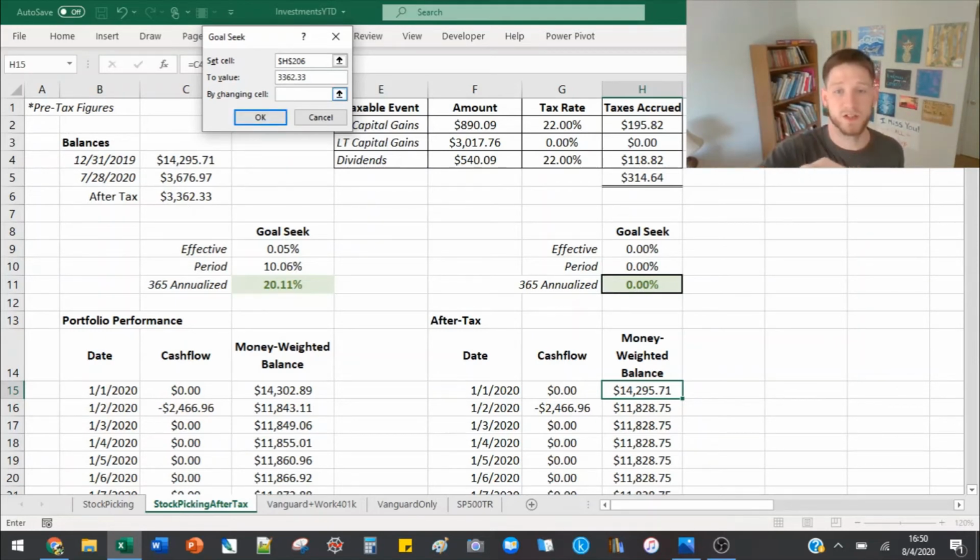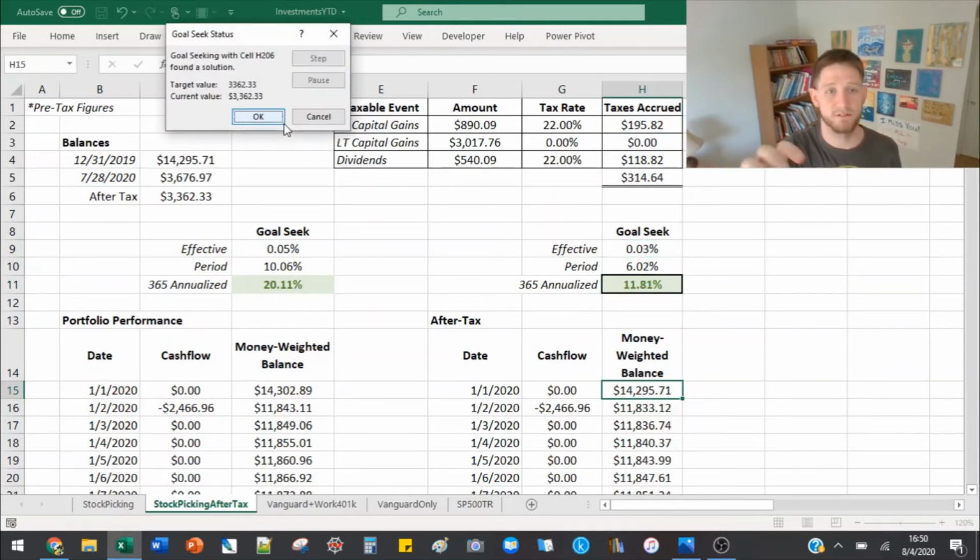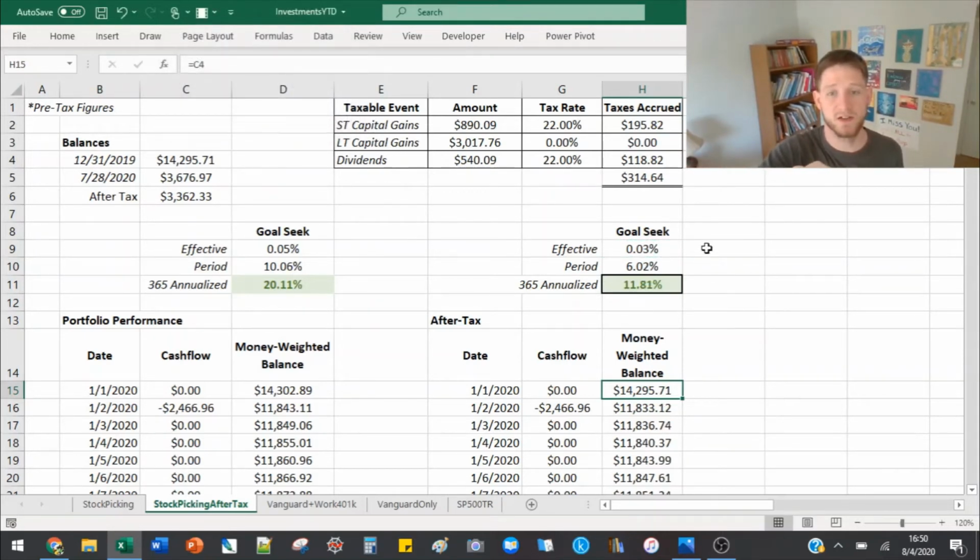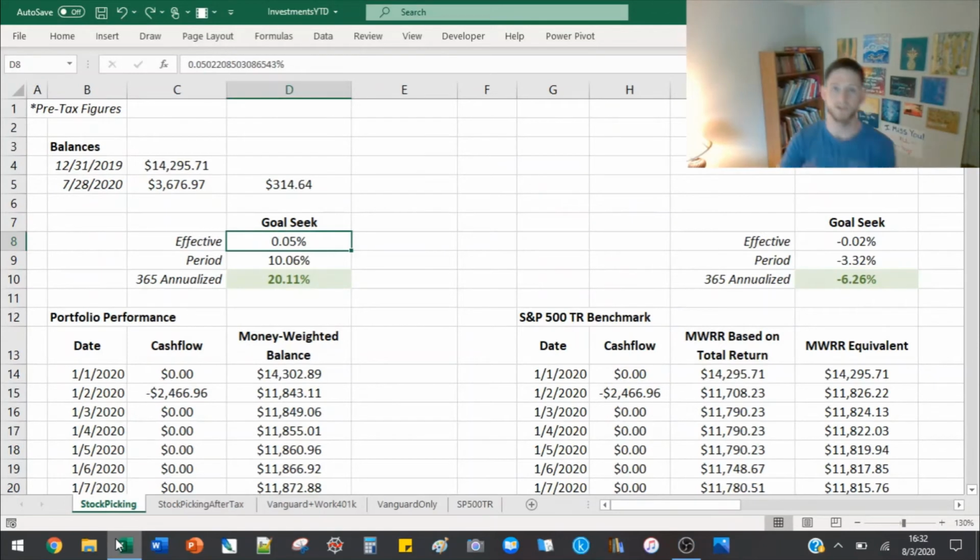And then we're going to change this out as the effective rate, just like we did before. We hit OK, Excel is going to find out what that percentage rate is. And you can see after tax, I have a 11.81% annualized amount. So who would I be to you guys if I didn't prove without a shadow of a doubt that this is my actual rate of return?